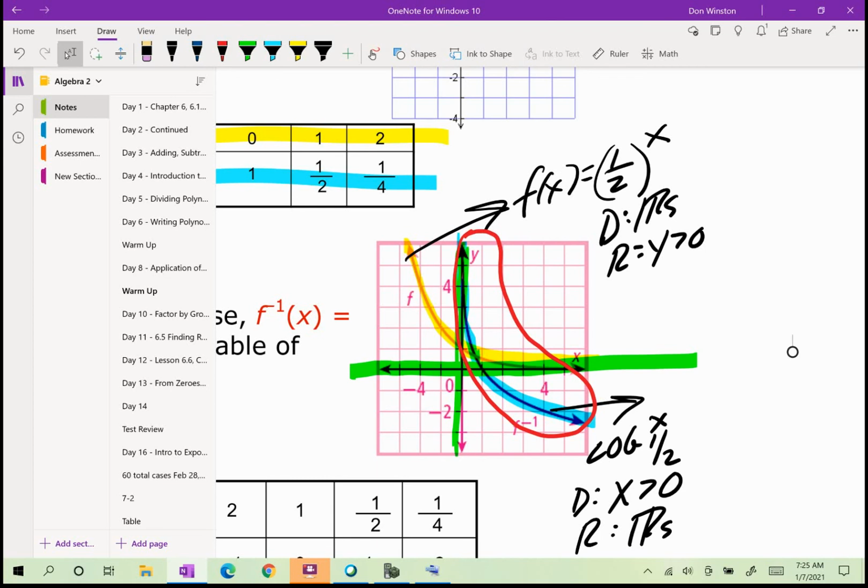Very important point. Okay, so we finish up section 7.3, and tomorrow we'll look at properties of logs.